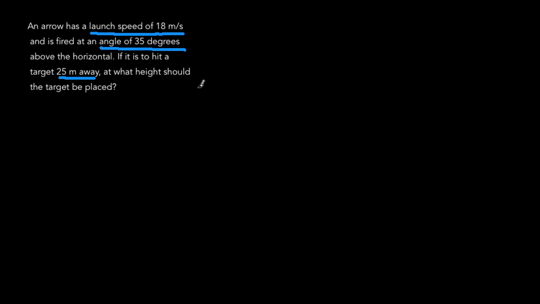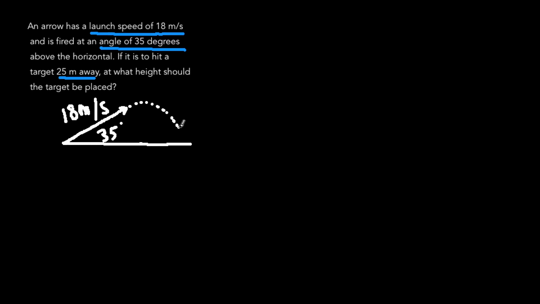So using the information that we're given, well, first let's draw a diagram. Sorry, I'm getting ahead of myself, but it's always helpful to start with a diagram. So this is the horizontal, and this is the arrow being shot 35 degrees above the horizontal. That's 35 degrees, and this would be the velocity of the arrow, which is 18 meters per second, and it'll keep going until it reaches a point right here.